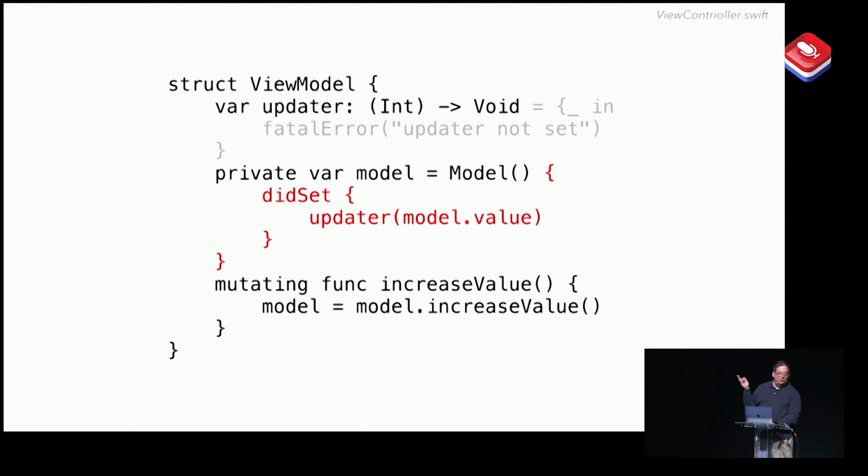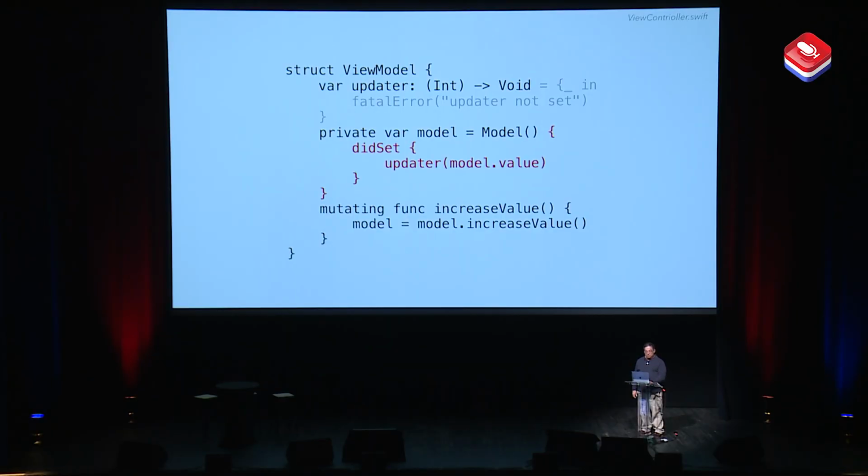Gosh, I love the didSet in Swift. The didSet in Swift says, whenever the model is changed, I'm going to call the didSet. When I call the didSet, the updater says, hey, the model's changed, display the result.